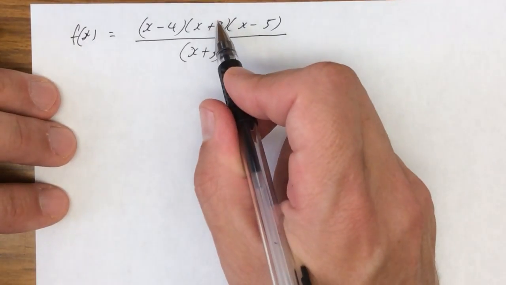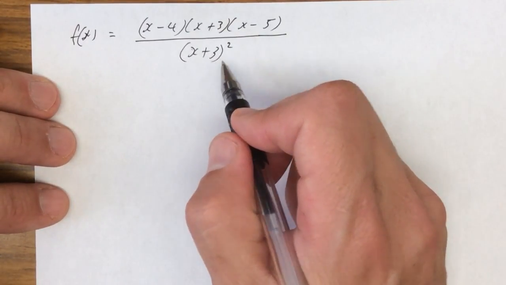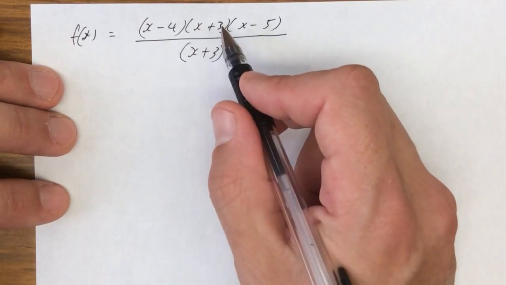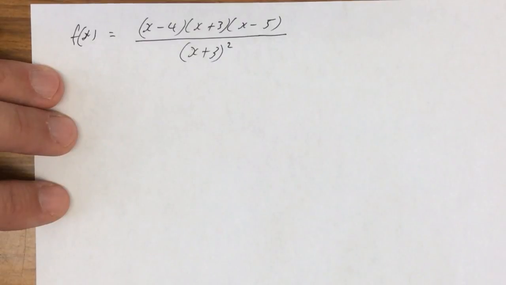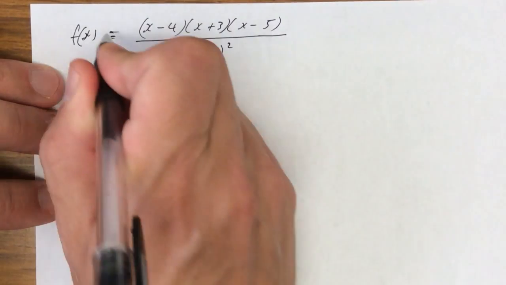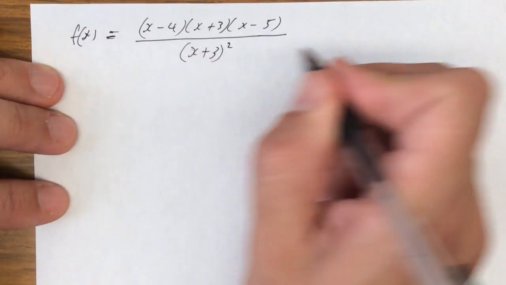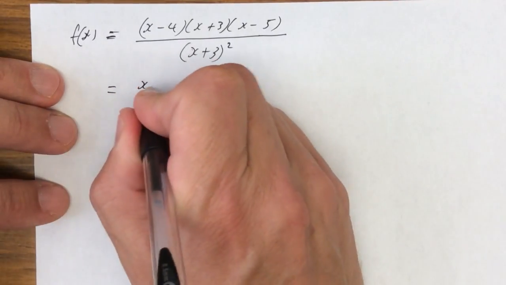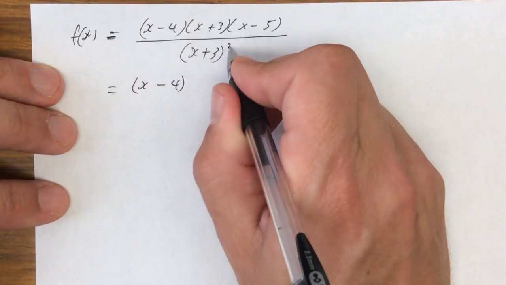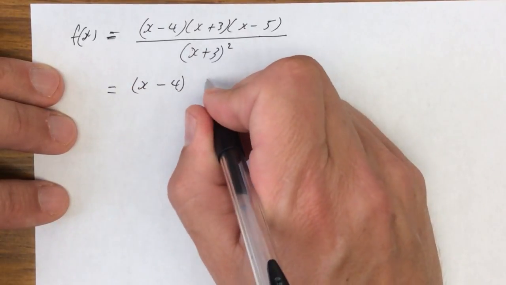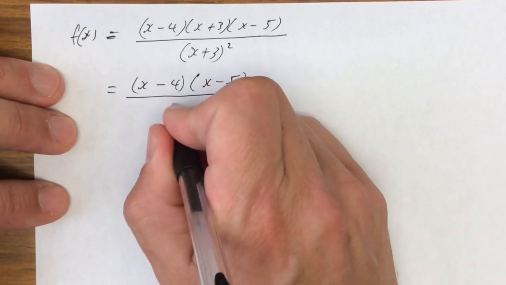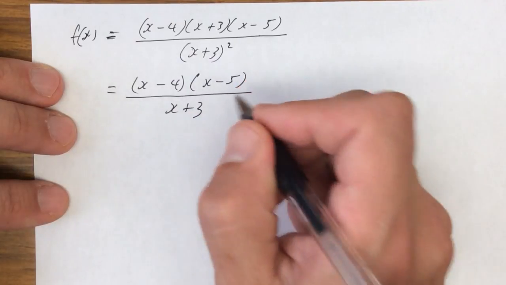Okay, so we've got a common factor in the top and the bottom here, but the one on the bottom is squared. If on the top it's squared, it's a different story. But if on the bottom it's squared, well, then we've got a problem here that, well, you can rewrite this x minus 4 times, well, I'm going to cancel one of the x plus 3's out, so I'm going to have x minus 5 left on the top, and on the bottom I'll only have an x plus 3.